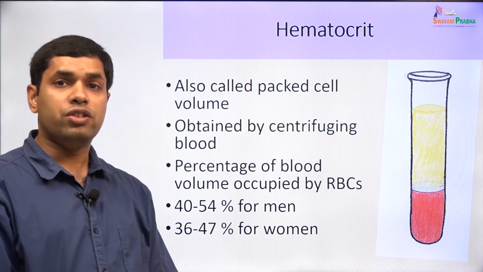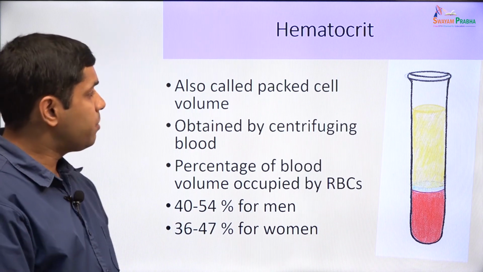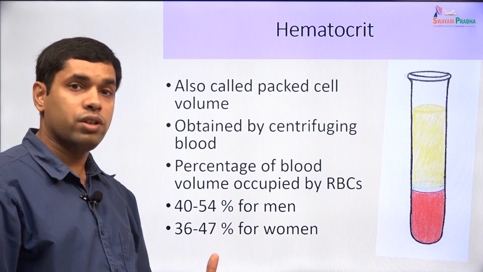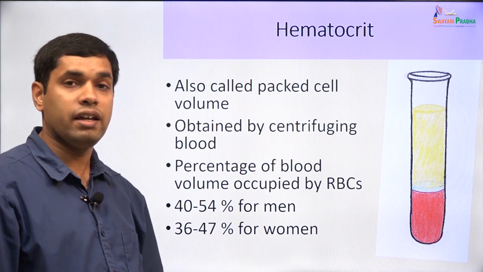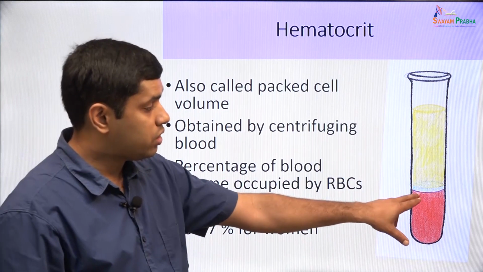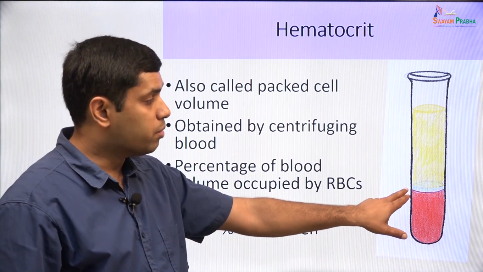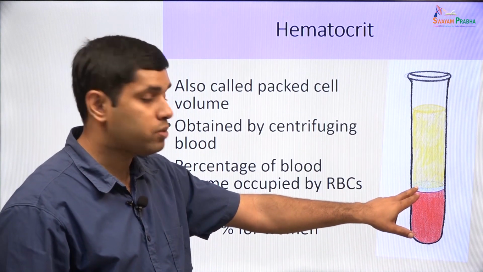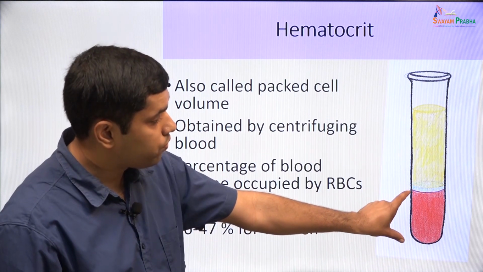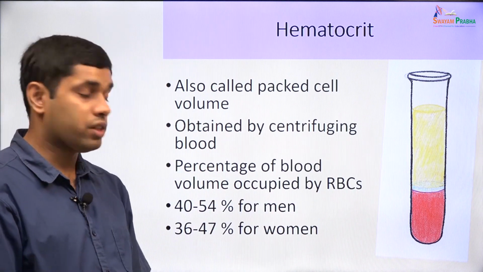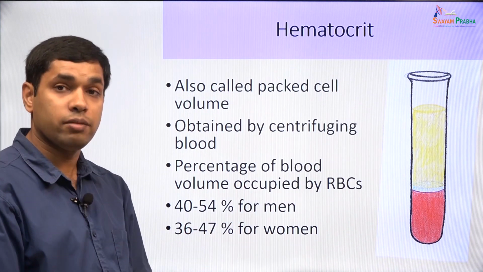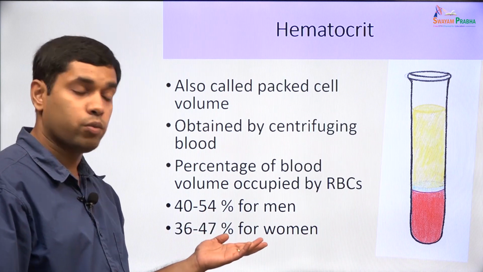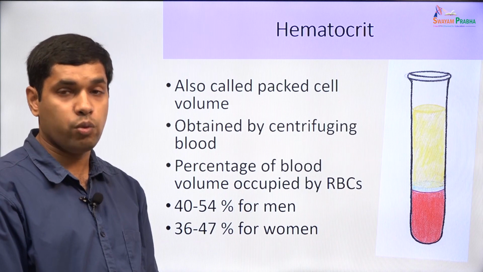At this point we can also introduce the term hematocrit. Hematocrit is also called the packed cell volume. And how do we get the hematocrit? We take whole blood, and if we centrifuge it at a high RPM, the RBCs will settle down, and above the RBCs you will see the buffy coat which will contain the WBCs or the white blood cells and the platelets, but that is a very small volume. So, this volume of red blood cells is called the hematocrit, or it is the percentage of blood volume that is occupied by the RBCs. This is about 40 to 54% for men and a little lower for women, that is about 36 to 47% for women.